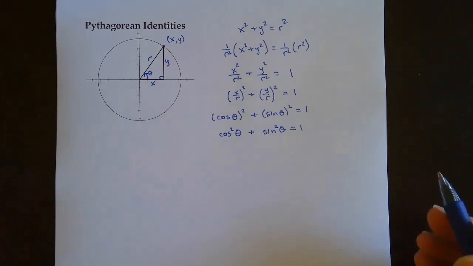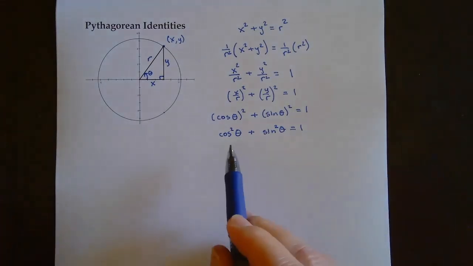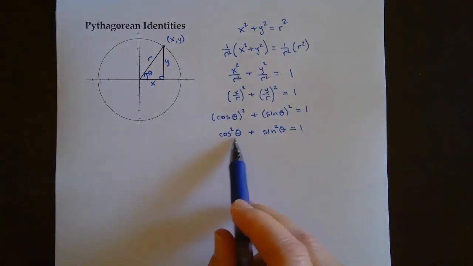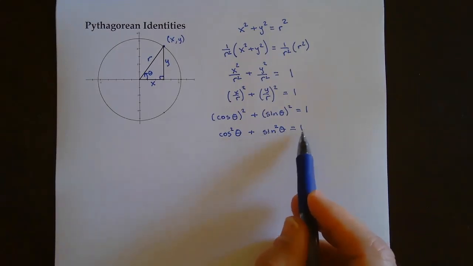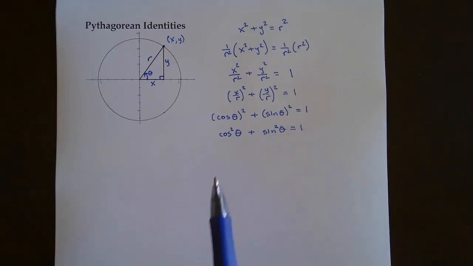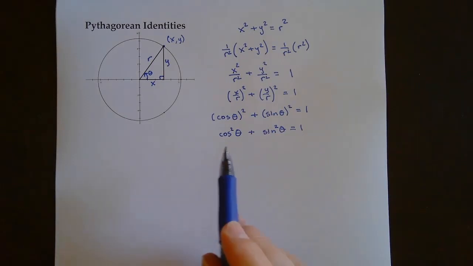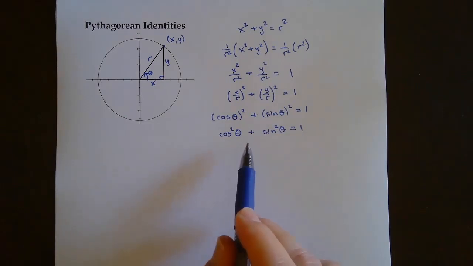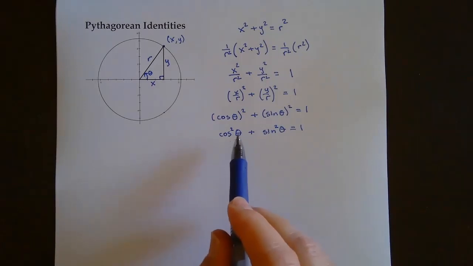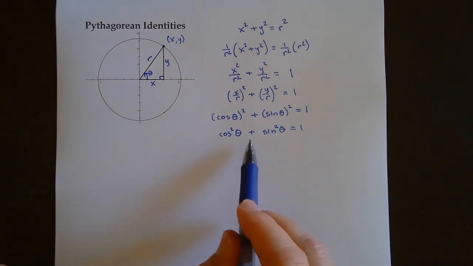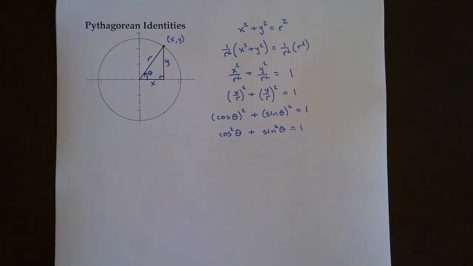So what this means is anytime we take cosine of angle theta and square it and add sine of angle theta and square it, it's always going to equal 1. So whenever we see this, we can replace it with 1. Now, this does not say that cosine theta plus sine theta equals 1. That's not true. You have to square them. So cosine squared theta plus sine squared theta is equal to 1. That's going to be a very big trig or Pythagorean identity. So that's a big deal.